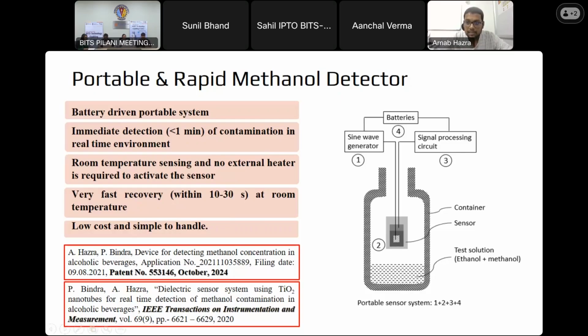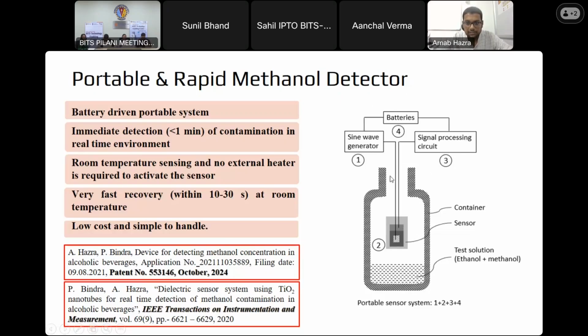You can see the schematic of this device has four principal parts. We have a sine wave generator, a battery section, a signal processing circuit, and the sensor, which is the most novel part of our invention. This sensor is placed inside a bottle, or it can be placed above the bottle, where the vapor of these contaminated alcohols will be available.